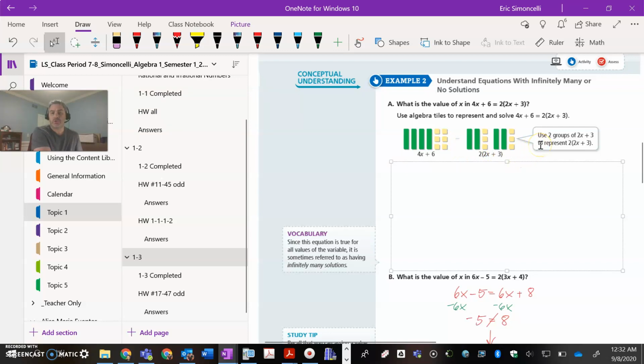Now it does show here, and I do need to kind of highlight where this comes from. Use 2 groups of 2x plus 3 to represent 2 times the quantity. So this is 1x, 2x, and then plus 3. This is 1x, 2x, and then plus 3. So there's 2 times, again, 2x plus 3 groupings.